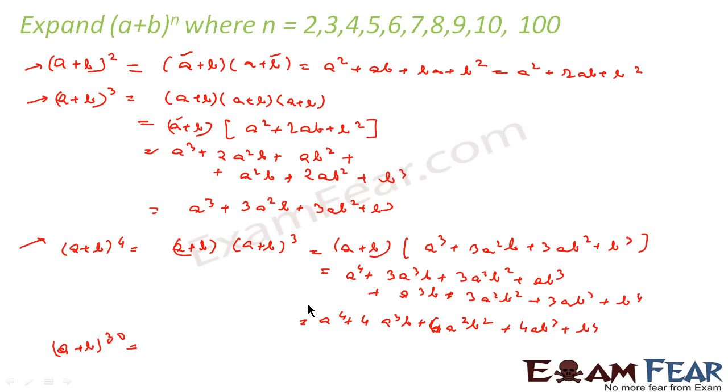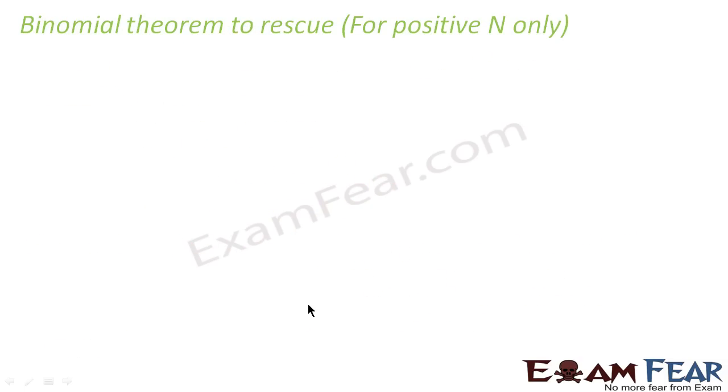Here comes Binomial Theorem to rescue us. But please note, this binomial theorem holds true only for positive n. That means if I say (a plus b) to the power 100 or 90, it is true and we can find the values. But if I say (a plus b) to the power minus 100, we can't find the values. Please note, this binomial theorem is only for positive n.